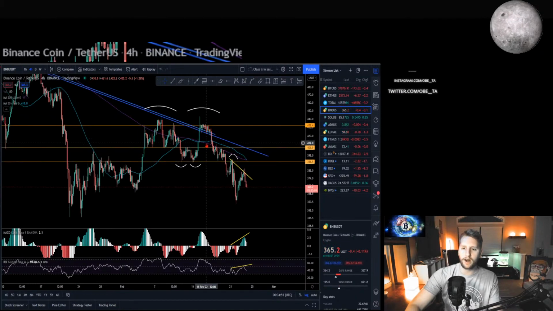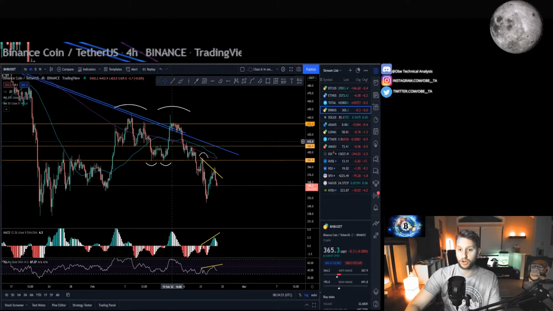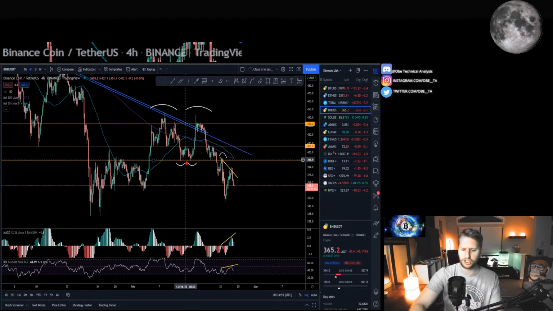So just continuation to the downside on the 4 hour implied. All right, 4 hour about to get a death cross directly after a golden cross. Just gross. What the hell is even that?